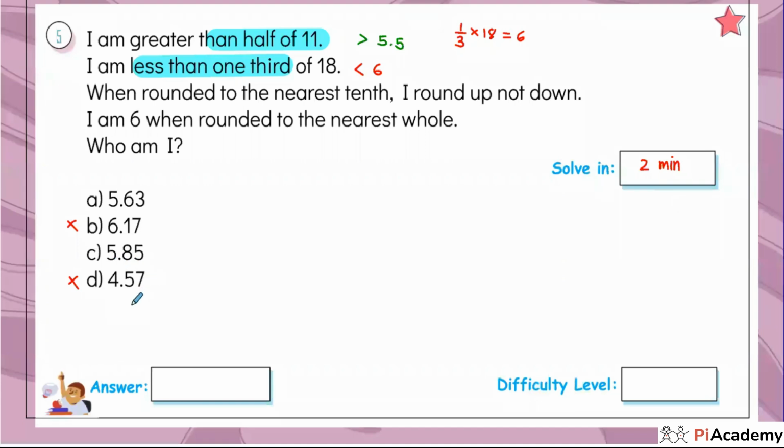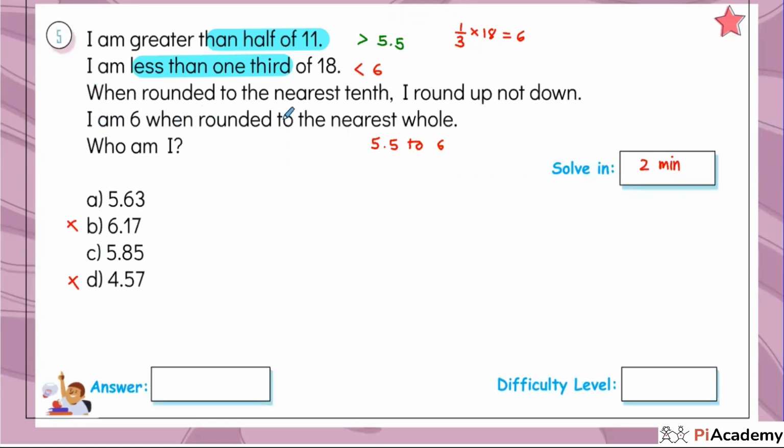Because this is less than 5.5, your answer must lie between 5.5 and 6, right? From this condition, it's very clear. So after that, you can see either A or C could be your answer. So you need to check the other two conditions.